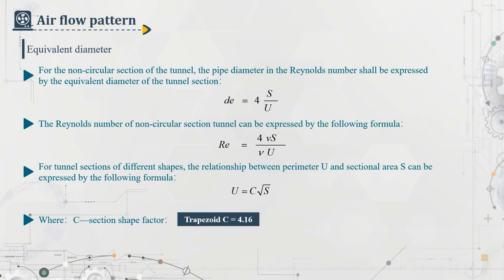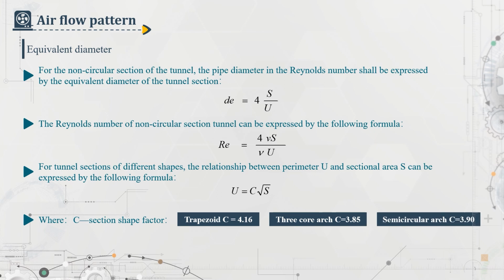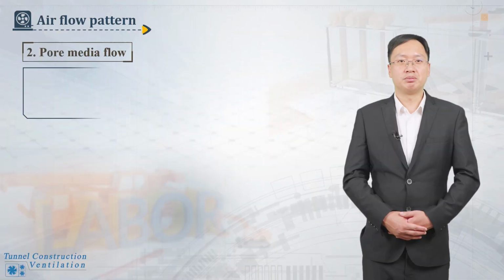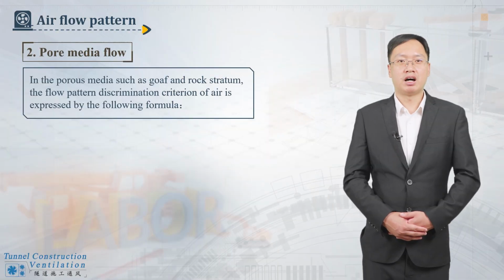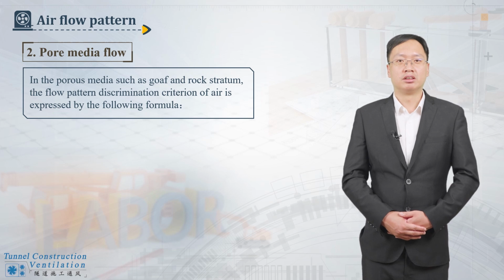Trapezoid, C equal 4.16. Spherical arch, C equal 3.85. Semicircular arch, C equal 3.90.